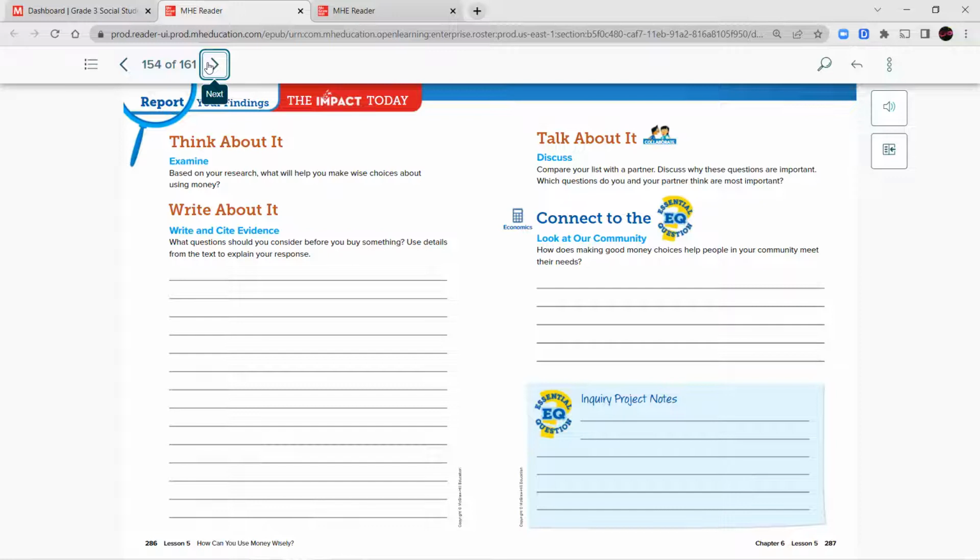Next, where it says look at our community, how does making good money choices help people in your community meet their needs? So here you can talk about spending money responsibly, making sure that people are meeting their needs before they get anything that is a want, supporting their community, helping others in need. There's a lot of different information that you can put into this section. Once you finish, please go back, reread your writing, check your spelling, make sure your handwriting is neat, check your grammar. And if you have any questions, let me know.